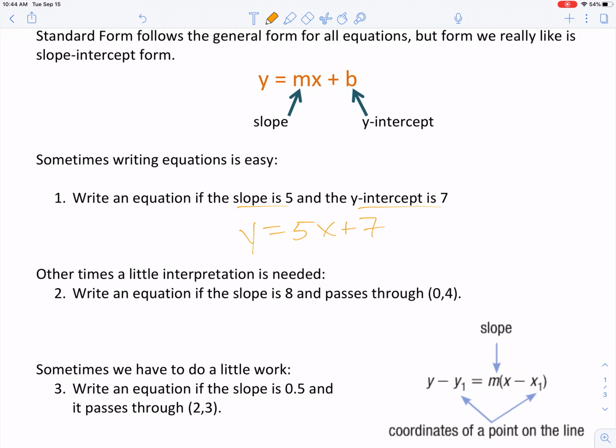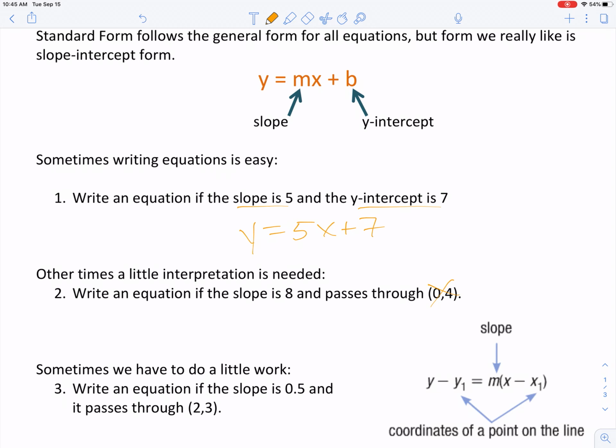It is important to note that each time, x and y are still going to be in your answers. That's how you know what to plug in to get an answer back out. Okay? Now, of course, sometimes they'll be a little bit more interesting. Write an equation.